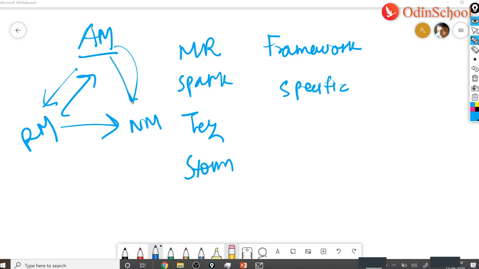But the application master and node manager can't work without the resource manager. It has to inform the resource manager, and each application master has the responsibility for negotiating appropriate resource containers from the scheduler, tracking their status, and monitoring their progress. So that is the duty of the application master.